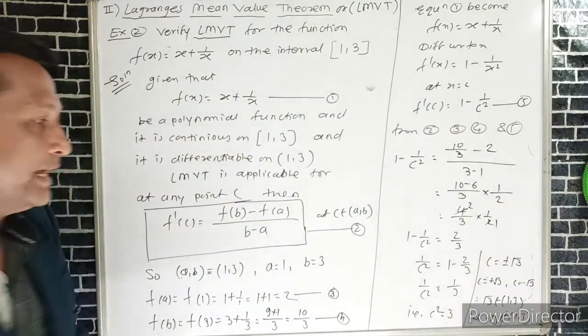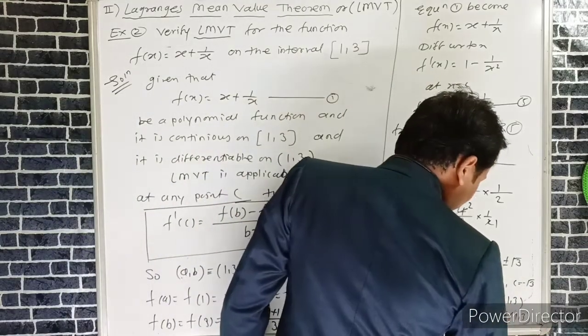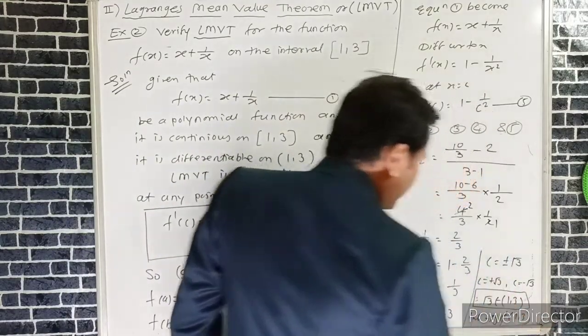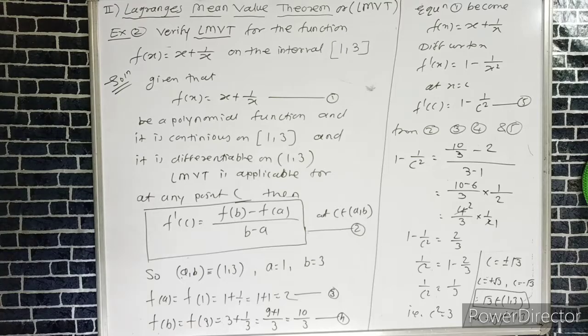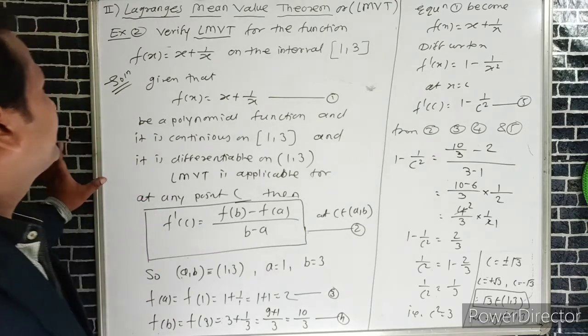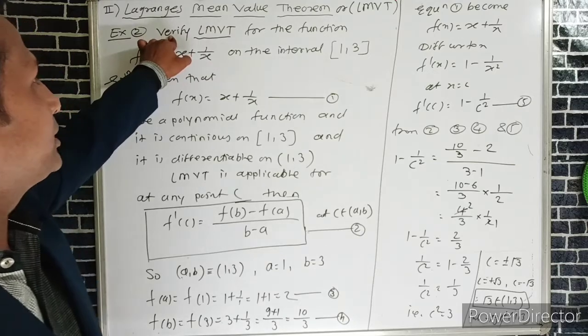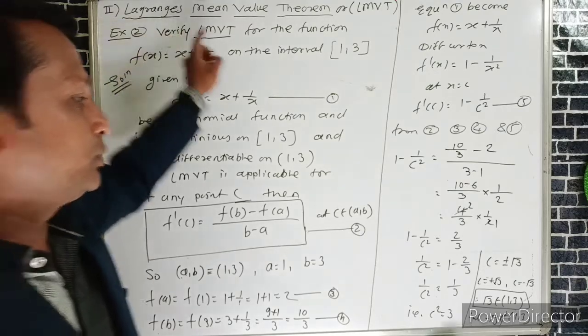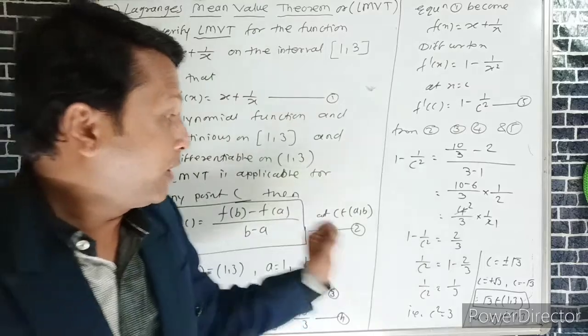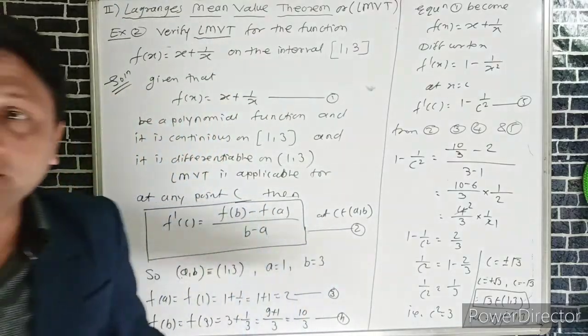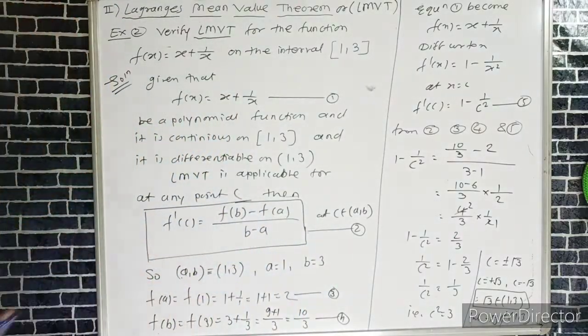So since the number under root 3 belongs to (1, 3), we can say that we have verified Lagrange's mean value theorem at c is equal to under root 3, which belongs to (1, 3). Hence we verified Lagrange's mean value theorem.